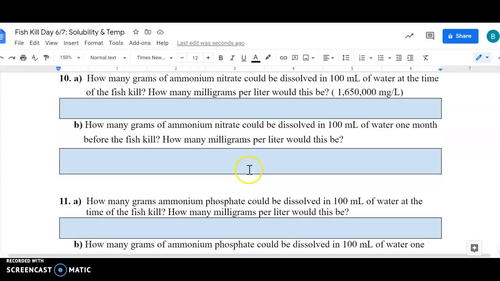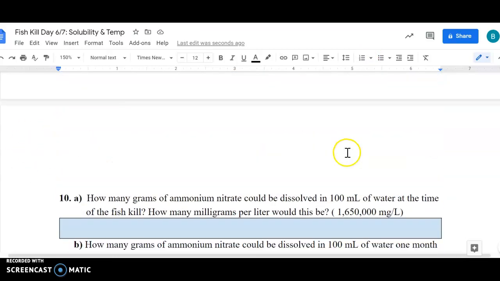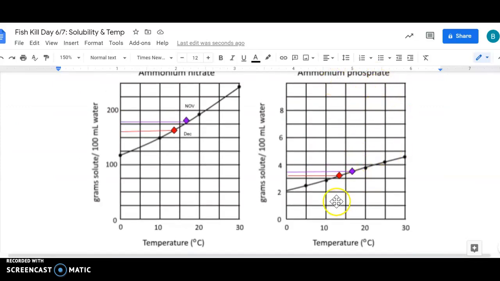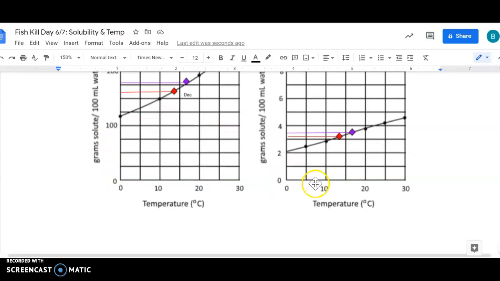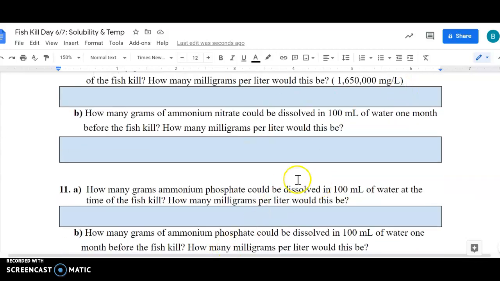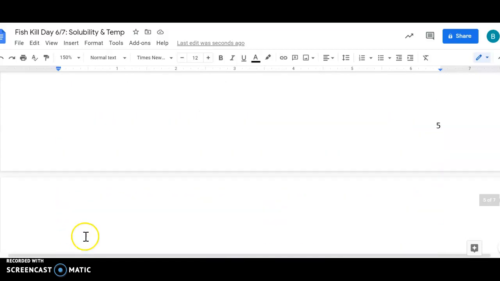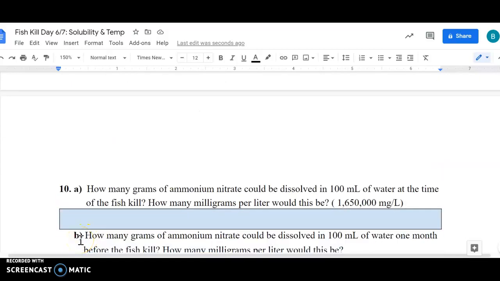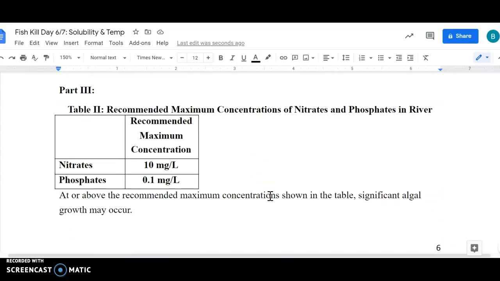10B is looking at November on the first graph. 11A and 11B are looking at the second graph for ammonium phosphate. December is red again, and purple is November. These are smaller: 0, 1, 2, 3, 4. These ones are going by 25s: 25, 50, 75, 100, 125, 150. Use the graphs to figure out how many grams and then convert that to milligrams. You can also look up a conversion from grams per milliliter to milligrams per liter and convert your number into the answer. It'd be 2 sentences for each of those questions.